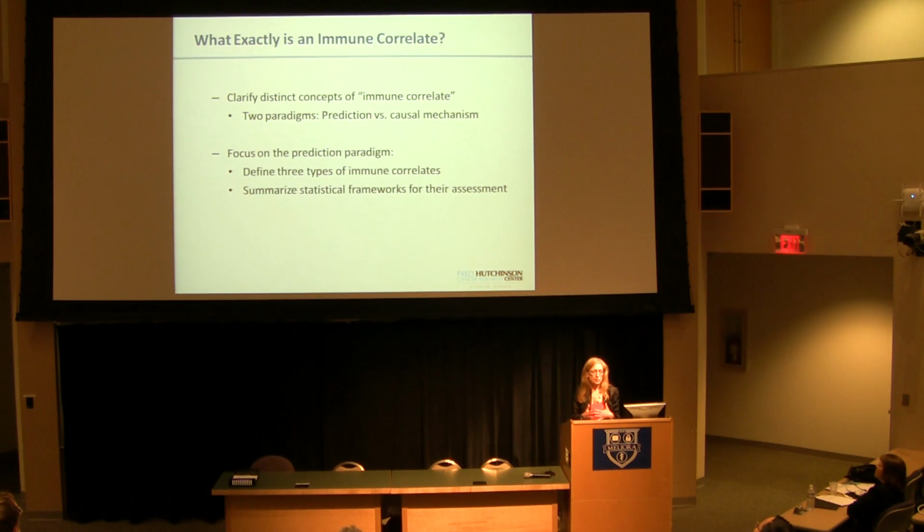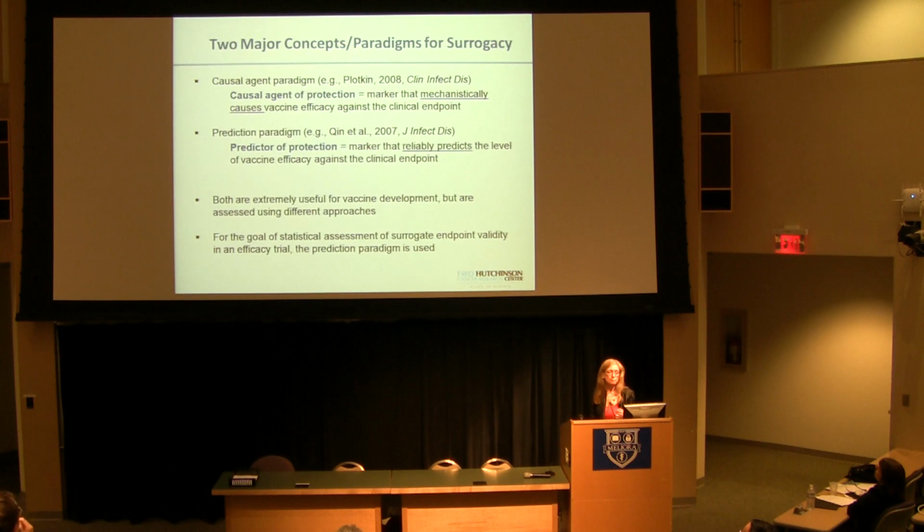There are 2 distinct ways of thinking about an immune correlate: one is the prediction paradigm and one is the causal mechanism paradigm. As I said, the focus of this talk is going to be on the prediction paradigm, defining 3 different levels of immune correlates and summarizing the statistical frameworks for their assessment. But there's been some back and forth recently in the literature between Plotkin, who's a big man in vaccines, and some people out at the Hutch. In the causal agent paradigm, you have a marker that mechanistically causes the vaccine efficacy against a clinical endpoint.